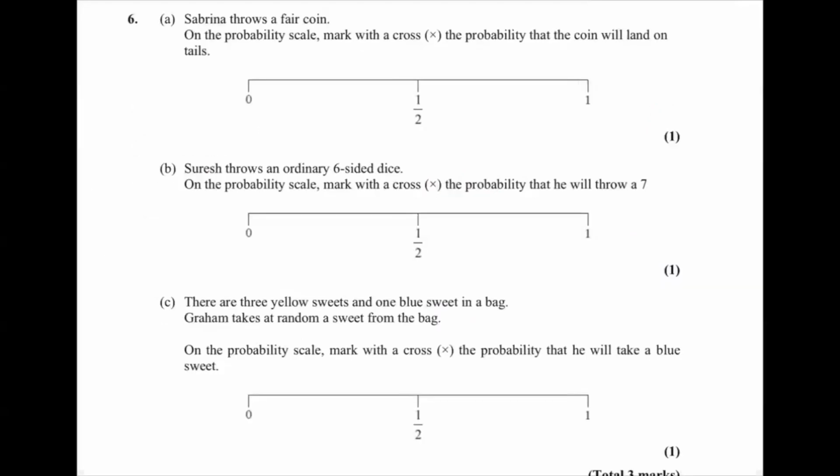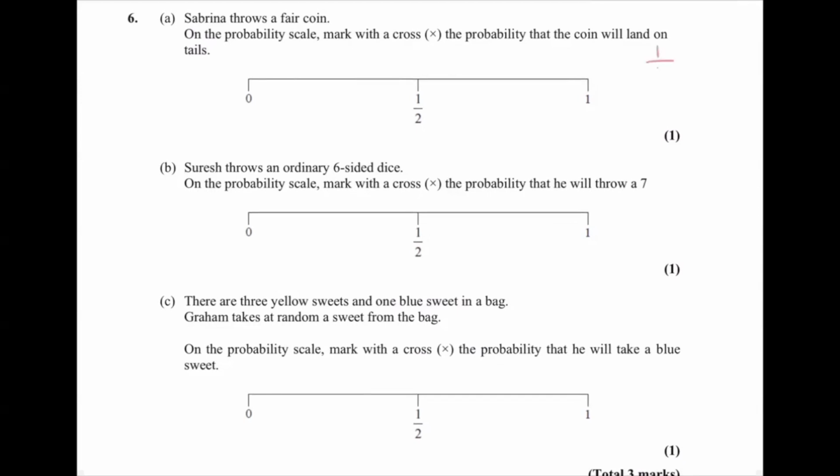Okay, when you toss a coin, you have 2 outcomes, heads or tails. So the probability of getting a tail is 1 out of your 2 outcomes. So the cross is going at a half. What's the probability of getting a 7 on a 6-sided dice? That would be 0 because it only goes up to 6.